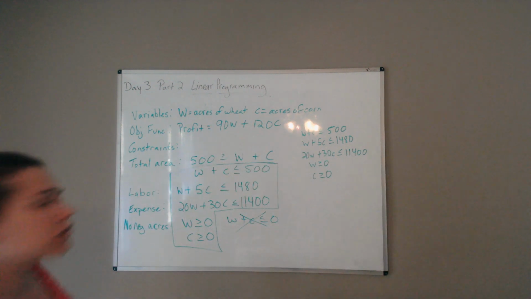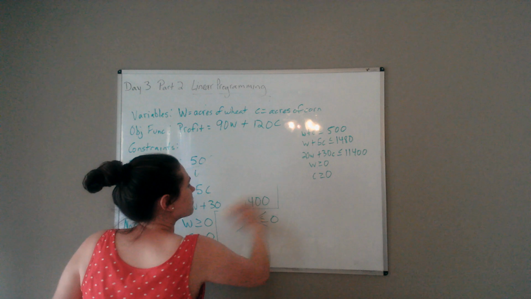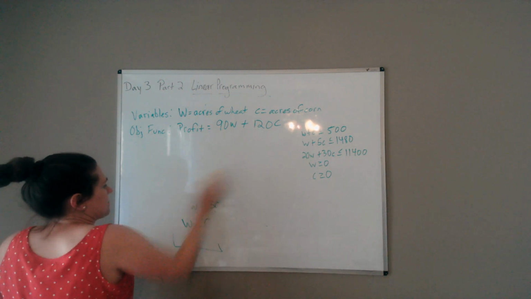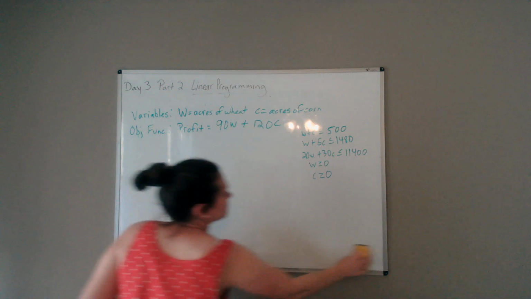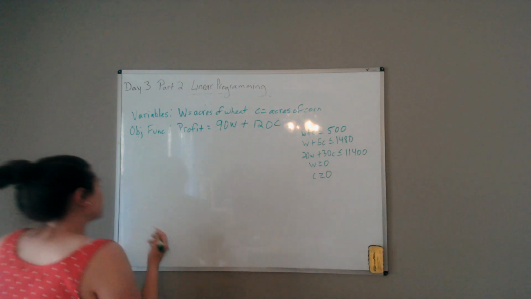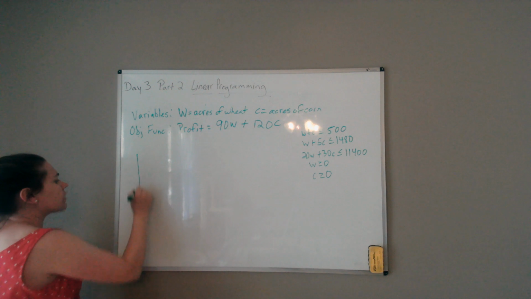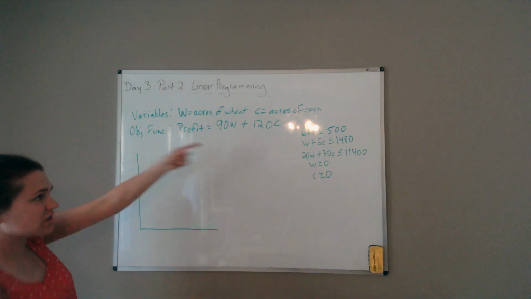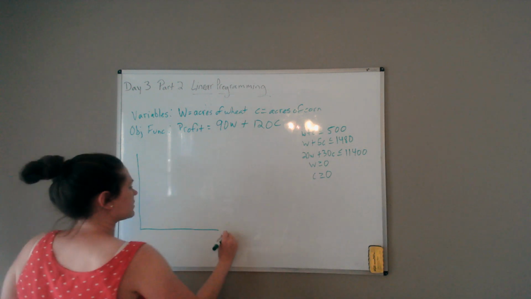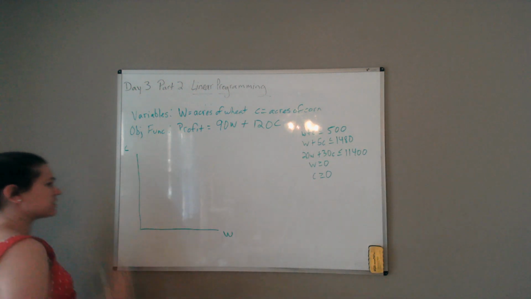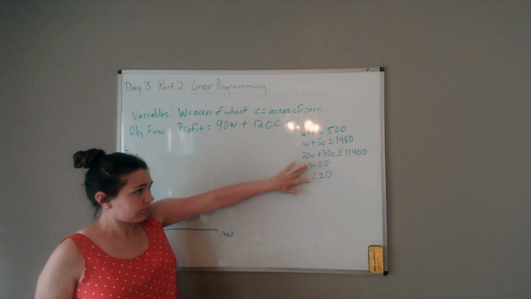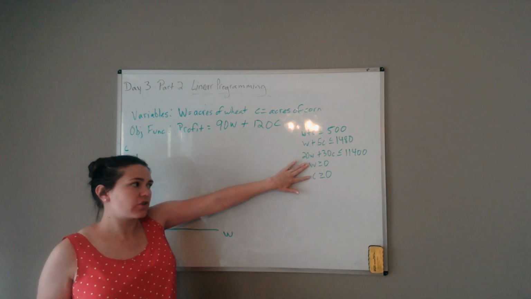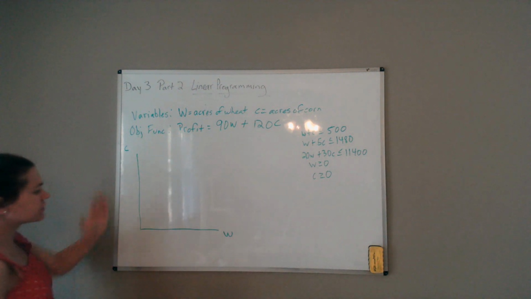Now, on your skeleton, you have a nice piece of graph paper there for you. So, notice, your graph paper looks something like this, right? Now you need a W-axis and a C-axis. So we'll call this the W-axis down here, and we'll call this the C-axis. Now, what these two constraints are doing, W is greater than or equal to 0.